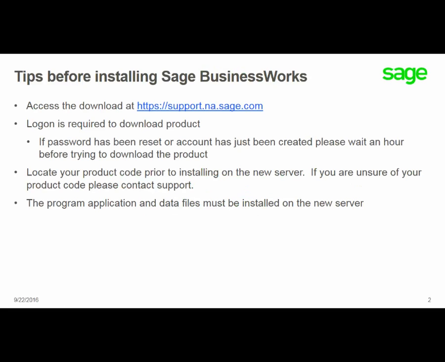Some tips before installing BusinessWorks. Access the download at support.na.sage.com. Your login is required to download the product, and so if your password has been reset or the account has just been created, it'll take about an hour before you have access to the downloads. Make sure that you locate your product code prior to installing on the new server, and if you're unsure of what your product code is, please contact support. The program, application, and data files must be installed on the new server.